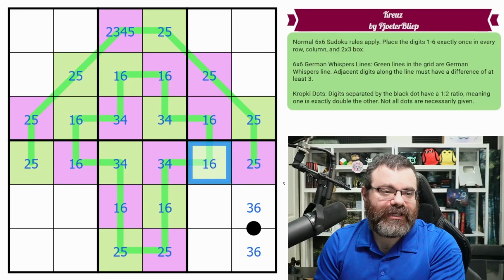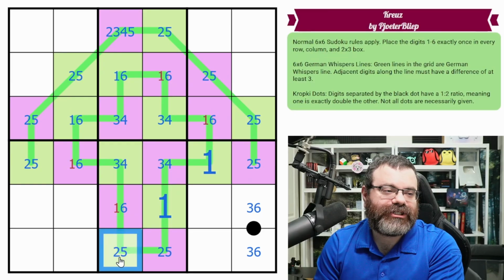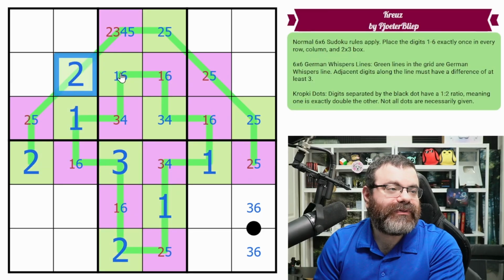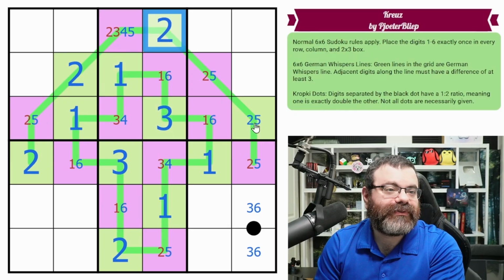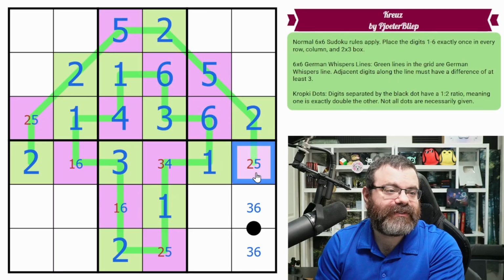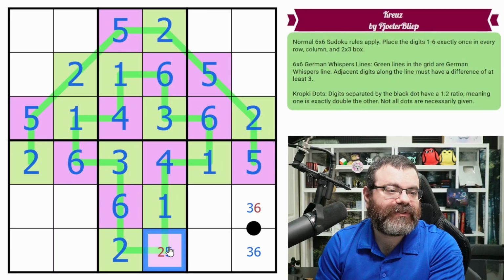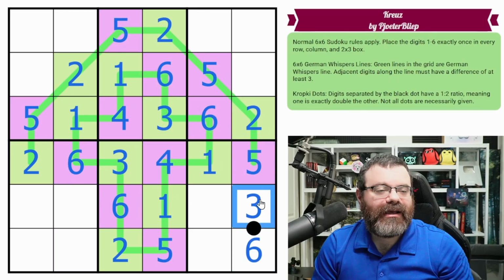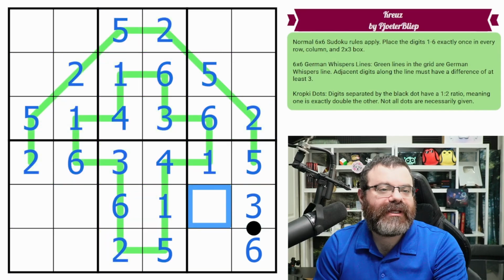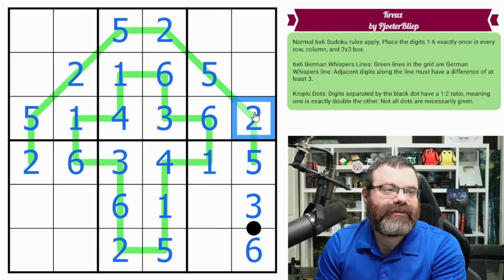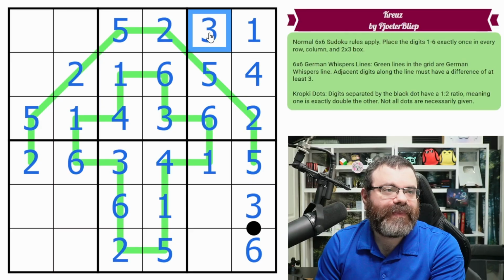So for every single green, I can just replace it with its low digit: 1 2 1 3 2 2. And then every purple digit you replace with the high digit: 4 5 6 5 6 5 4 6 5 6 5. That's 3 6. I'm going to get rid of the colors so I don't have to continue them. And it should just be Sudoku from here. So this is 1 and 4, finished with a 3.